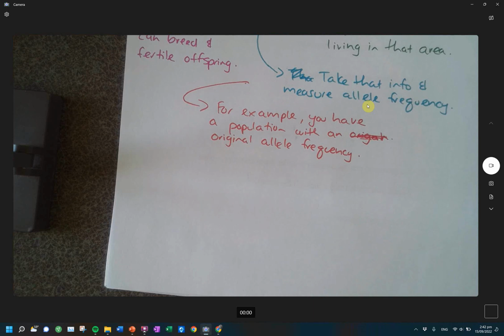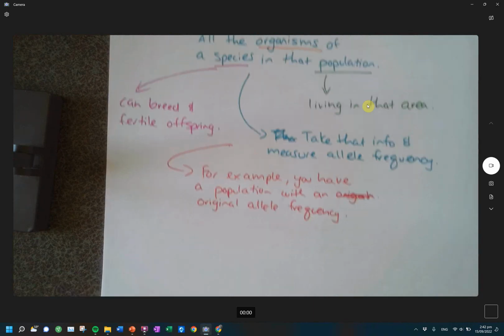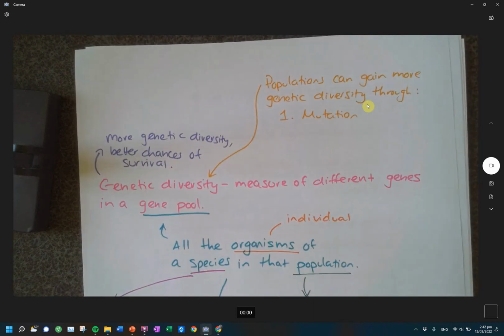So we use the bunny example. Huh? Do you want this bit?